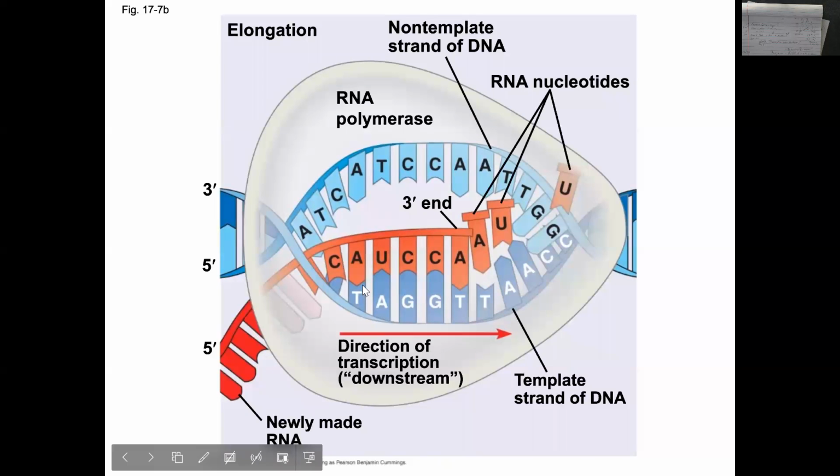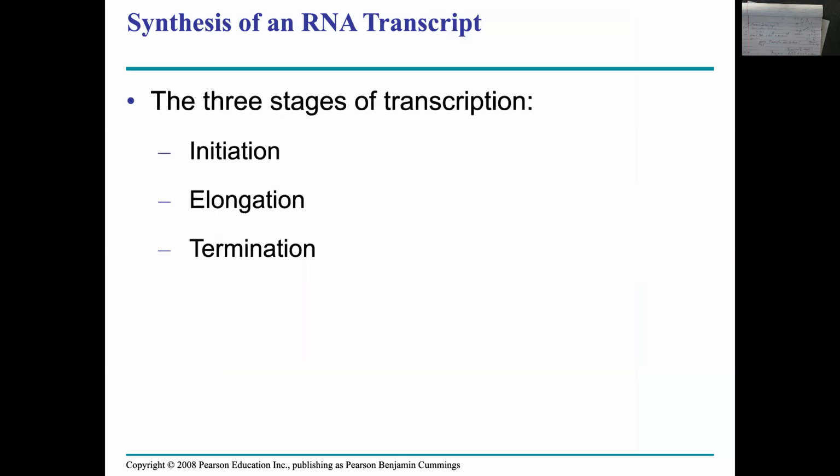The slide's just good for reminding you of the direction that it goes, 5' to 3'. And you'll notice that base pairing rules are followed, except that there's a uracil in place of thymine for every adenine. And I don't know if I've used the word downstream yet, but I'll start using it here now. So those are the 3 stages we just reviewed.